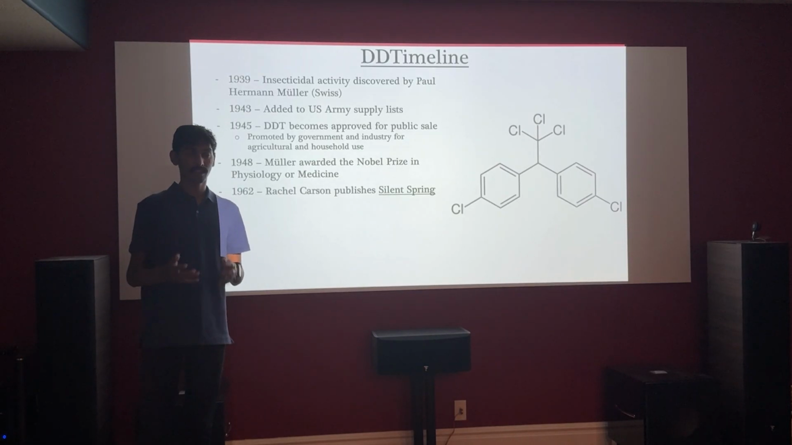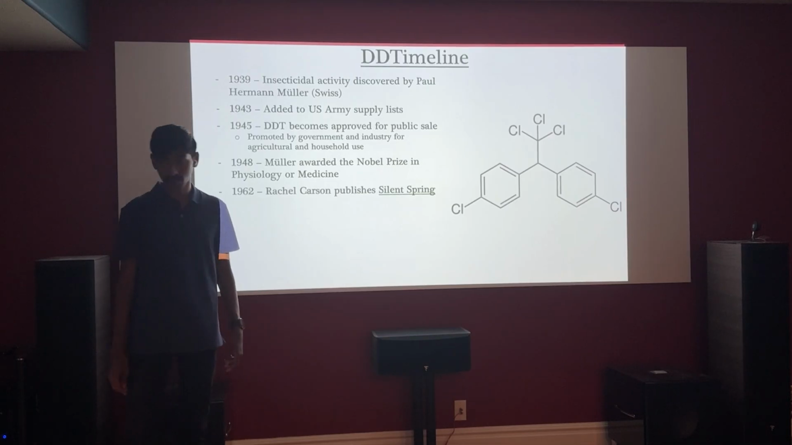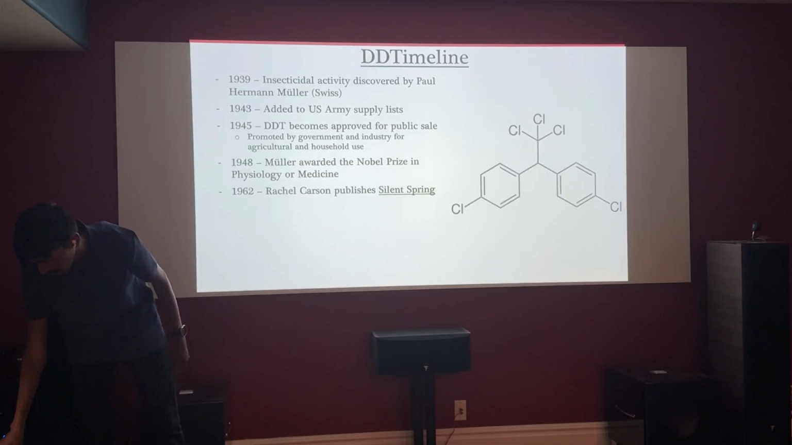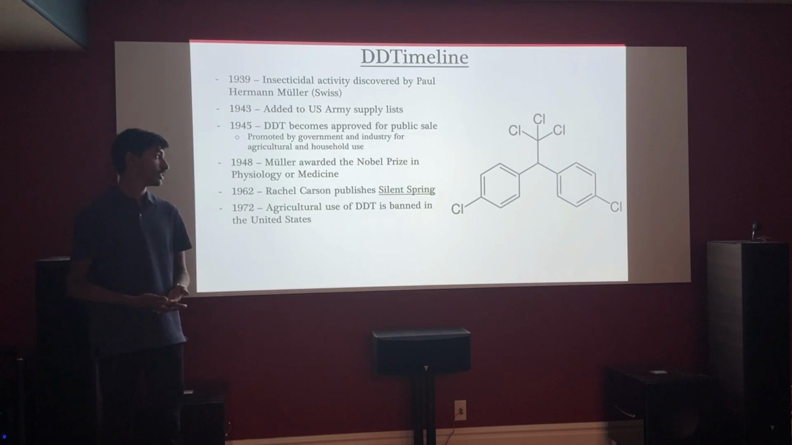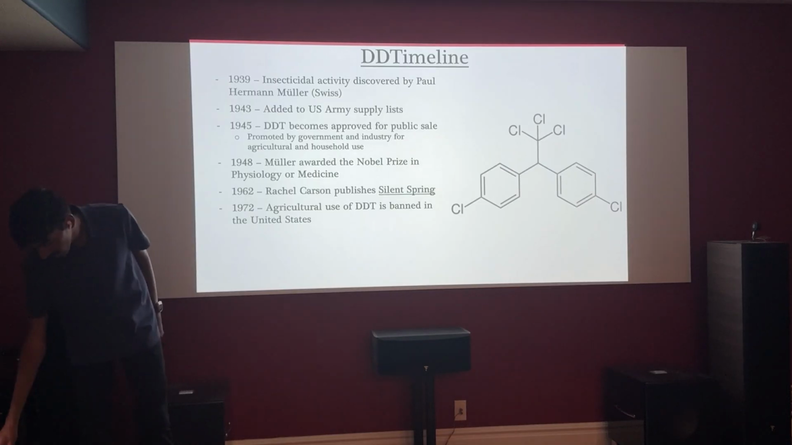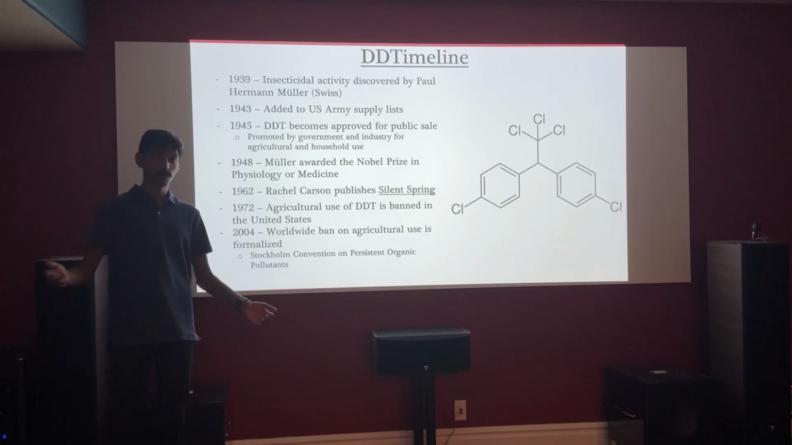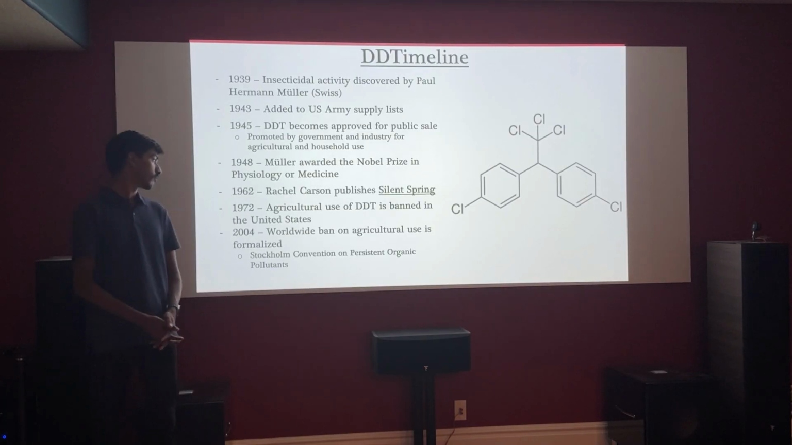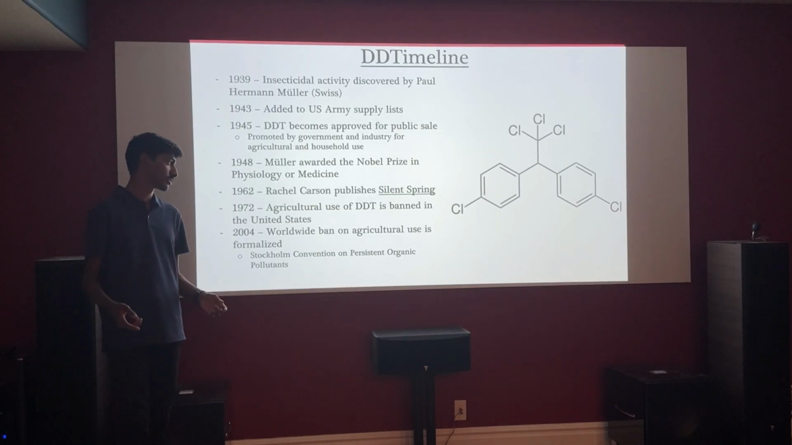But the big thing is that this caused an upswing in public awareness of DDT and what it was doing to the world around them, and perhaps even to them. So, in 1972, the agricultural use of DDT was banned in the United States with help from the newly formed Environmental Protection Agency. The same EPA is currently run by climate change deniers. Anyway, in 2004, a worldwide ban on agricultural use was formalized with the Stockholm Convention on Persistent Organic Pollutants.